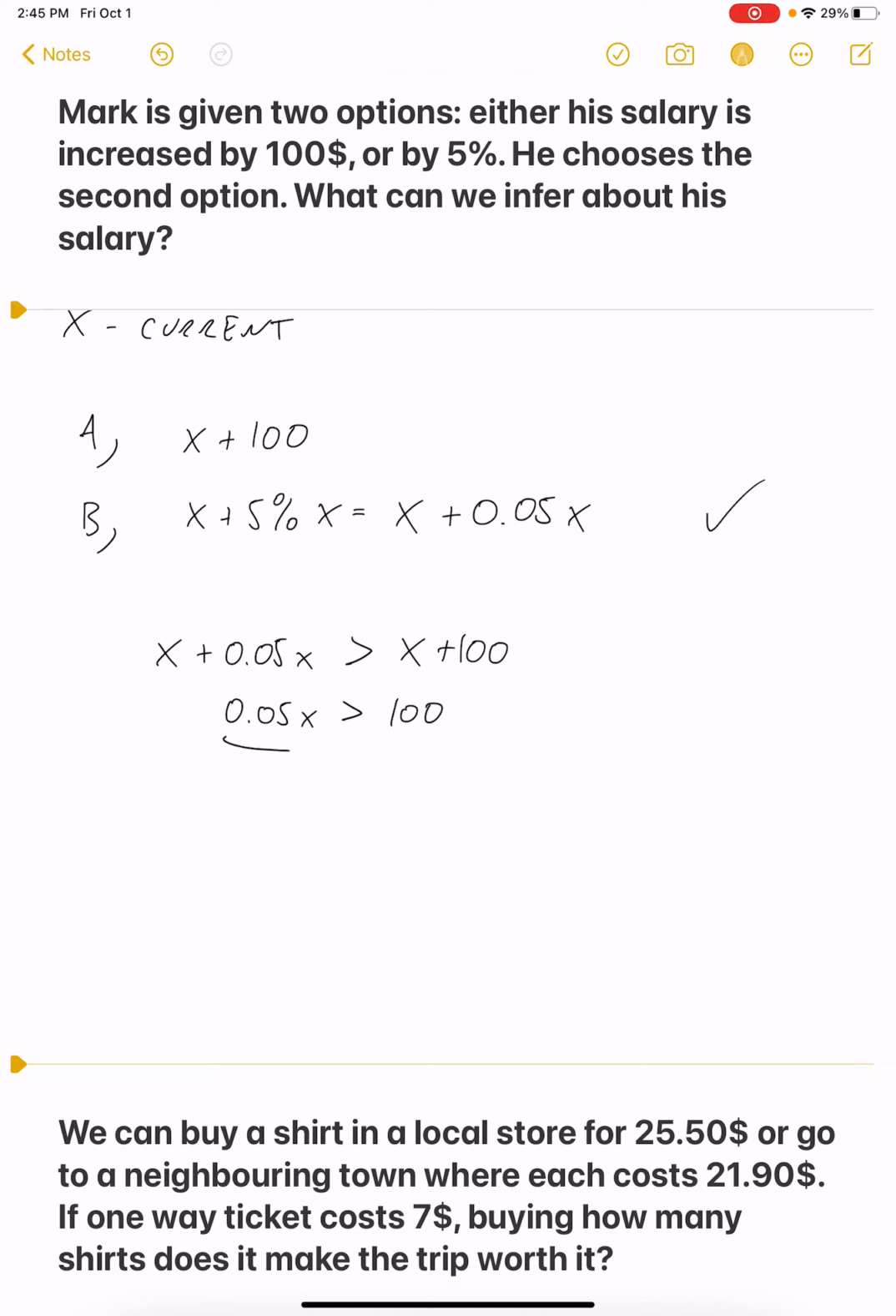Now 0.05 is 1 divided by 20, so we can multiply both sides of the equation by 20, which leads to X is bigger than 100 times 20, or X is bigger than $2,000. So we can infer that Mark's salary is currently more than $2,000.